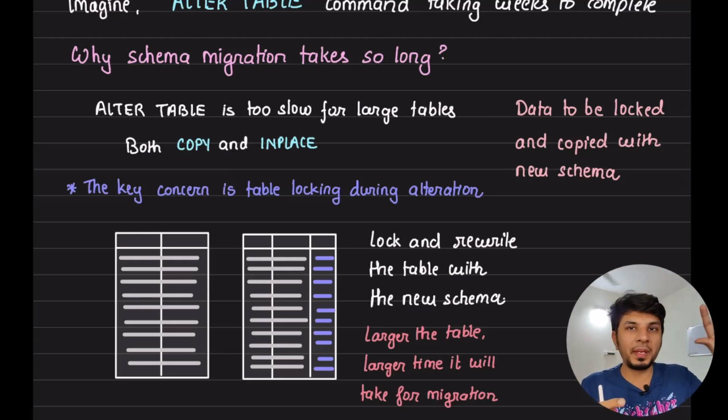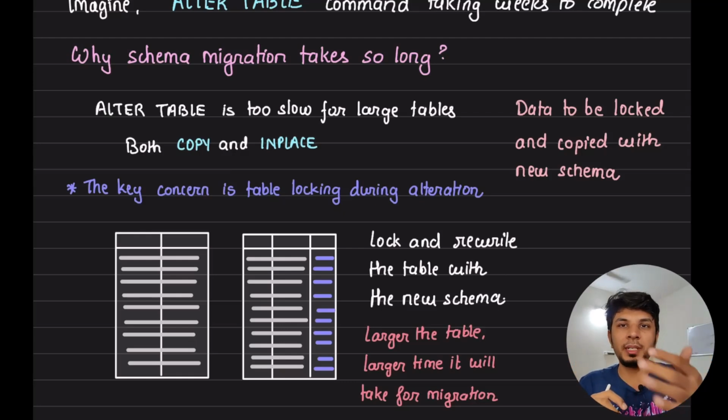Either you are using copy or you are using in place. So there are 2 ways to run the alter command. You can specify the algorithm, which MySQL calls algorithm, as copy or in place. In either case, the row needs to be rewritten.